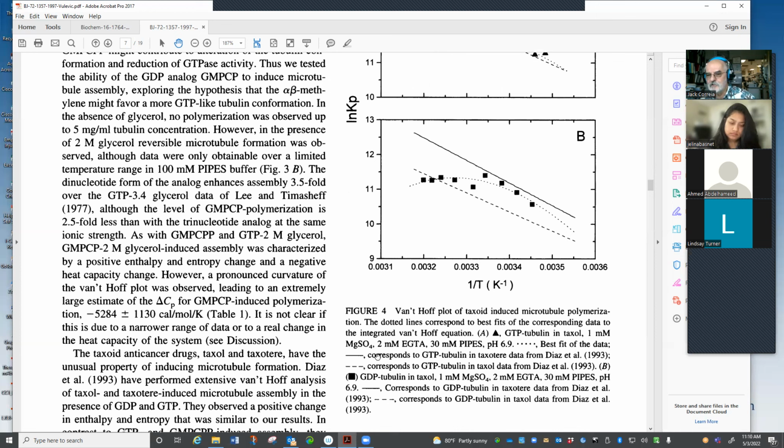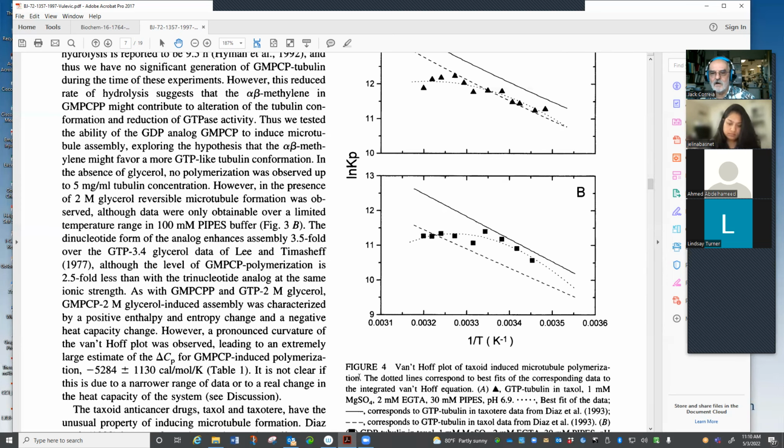And then I said a few moments ago, GDP will not assemble microtubules, but Taxol or Taxotere will overcome the presence of GDP and make perfectly fine microtubules. The values are a bit smaller. I think you can see this goes up to 12 and this is closer to 11. They're a bit smaller, but nonetheless, they will make perfectly fine microtubules. Taxol and Taxotere bind between protofilaments in a microtubule lattice. And so they stabilize the lattice laterally. Okay, and so that's how they work.